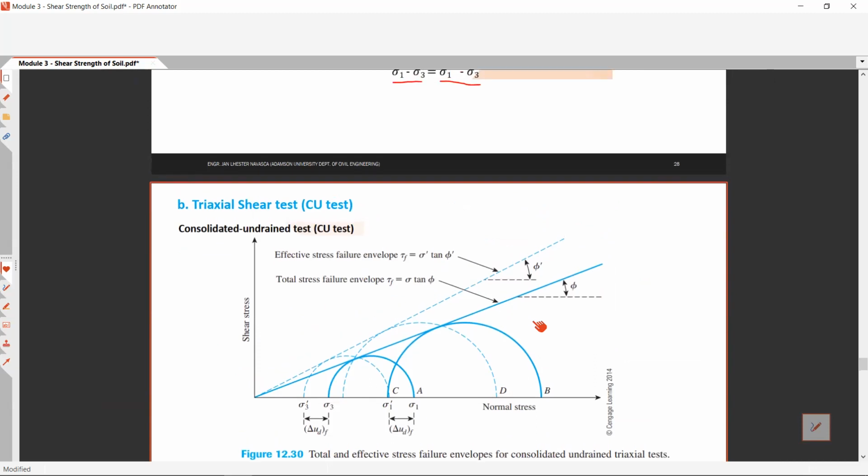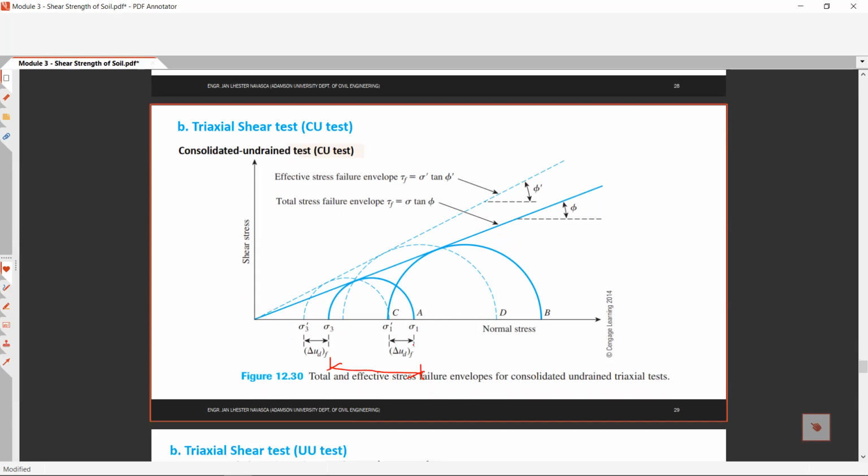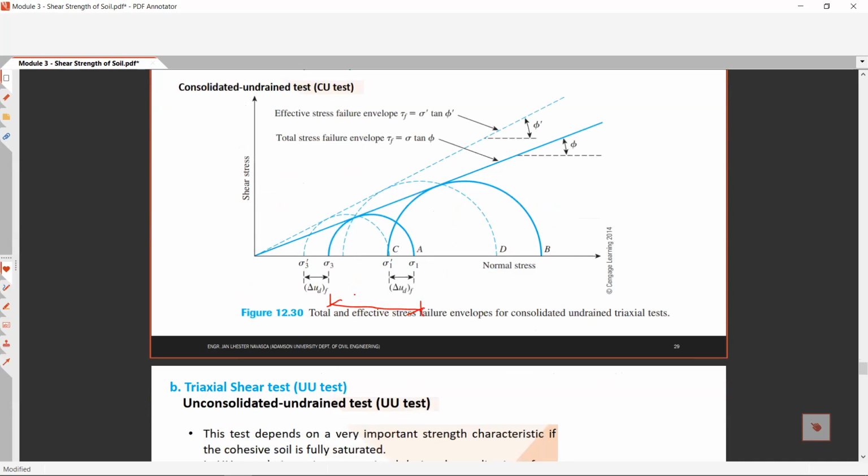Okay. This is the graph of the Mohr circle of total and effective stress failure envelope for the consolidated undrained triaxial test. Okay, if you notice, C1 and C3, this one, C1 and C3, is the difference of C sub 1 and C sub 3. This is the difference of C sub 1. Okay, this one is C sub 1.